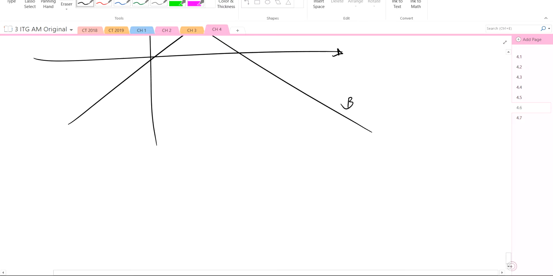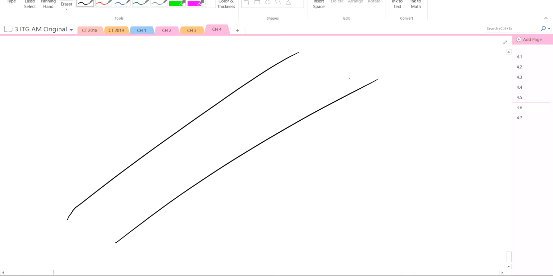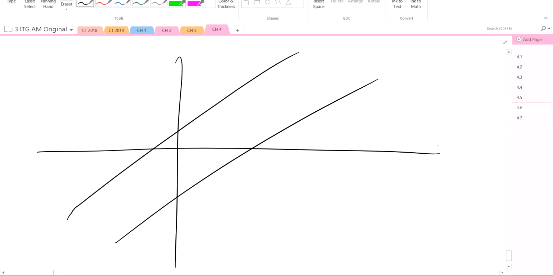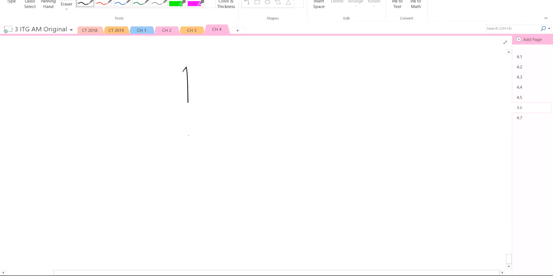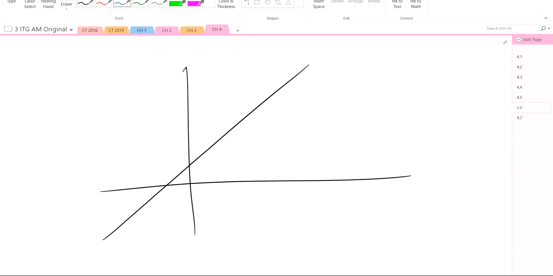Then if I have 2 sets of parallel lines, how many solutions? 0. If I have the same straight line, how many solutions? Infinite. Okay, but this case is rarely tested. So I hope this clarifies any doubt.